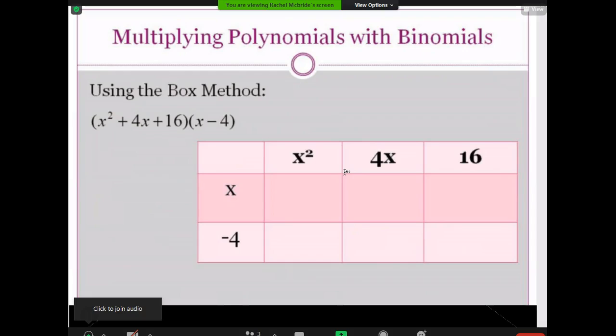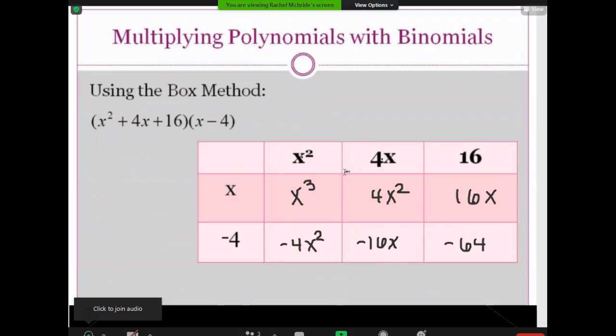So what we're going to do is simply multiply these together. So x squared times x is x cubed. 4x times x is 4x squared. 16 times x is 16x. X squared times negative 4 is negative 4x squared. 4x times negative 4 is negative 16x. And 16 times negative 4 is negative 64.